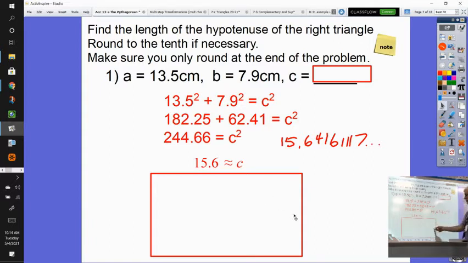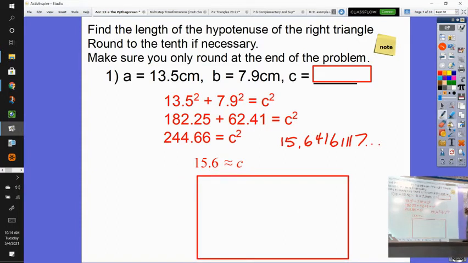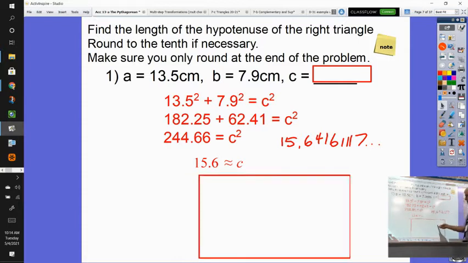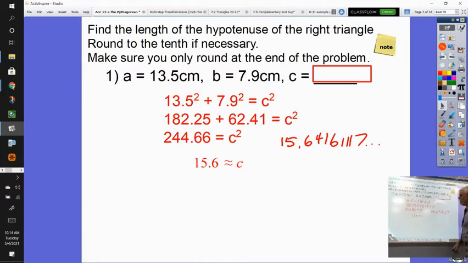Hopefully I have the answer under this box. Come on, Bonds. What do you say, Pen? There we go. Oh, no, Riley. Okay, so here it is up here. 15.6 centimeters is your answer.